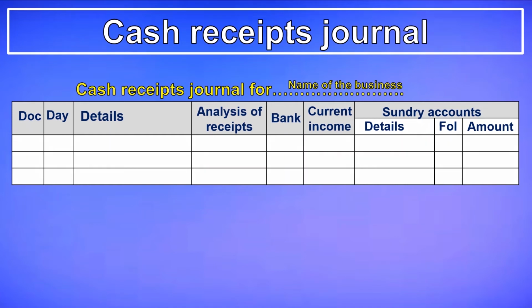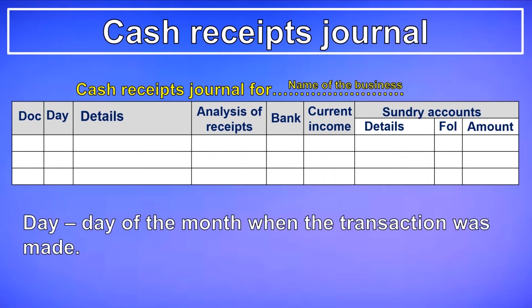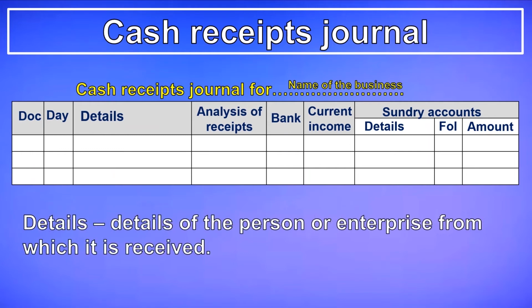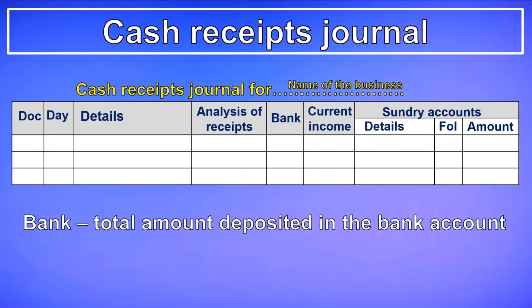Let us explain these columns in the cash receipt journal. Doc is for the reference number of the source document. The day, that is the date of the month of which the transaction was made. The details, that is the details of the person or the enterprise from which it is received. Analysis of the receipt. It is basically the amount of cash received before it is deposited. The bank column is for recording the total amount deposited into the bank account at the end of the day.